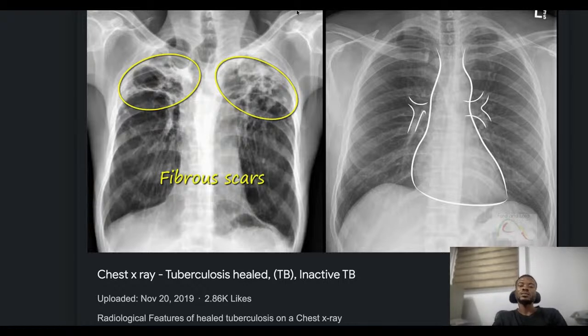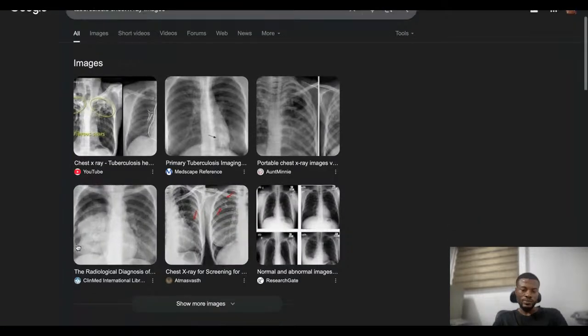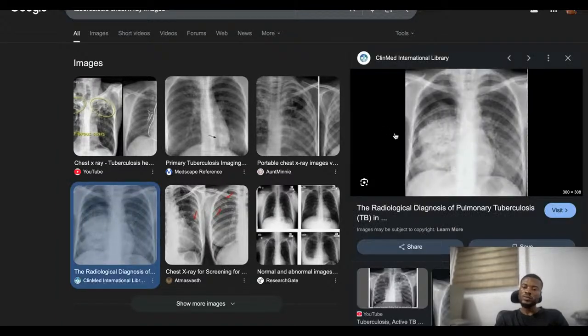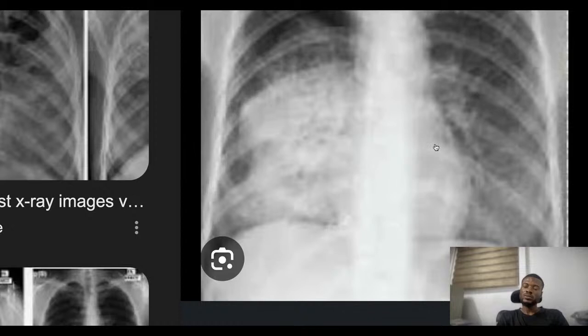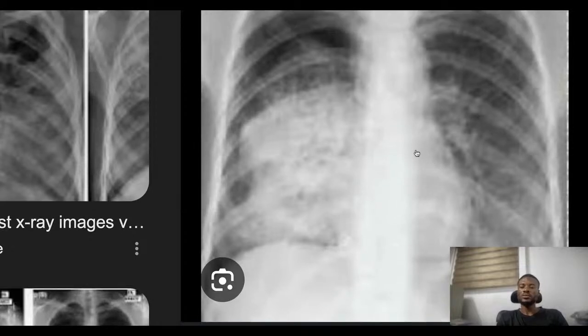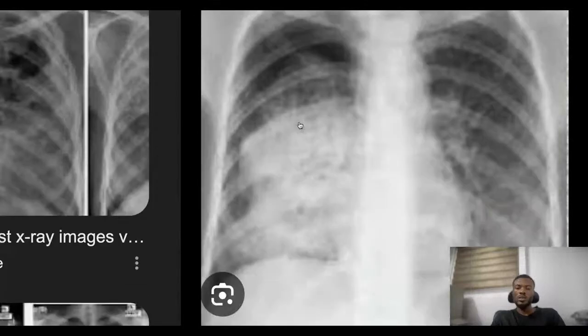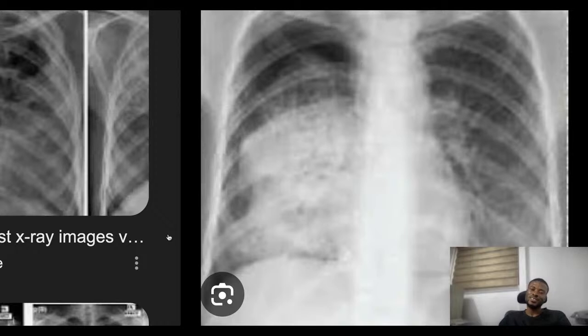Let me see if we can get more images. Tuberculosis chest X-ray. You have one here. You see how the tuberculosis infection has caused this particular portion of the lungs to have an increased density. Please, are you able to appreciate what I'm showing you?